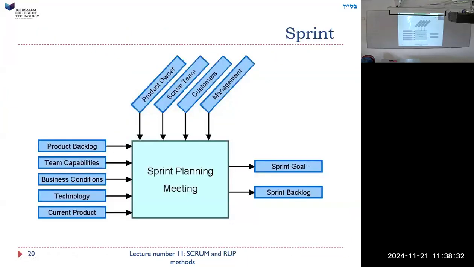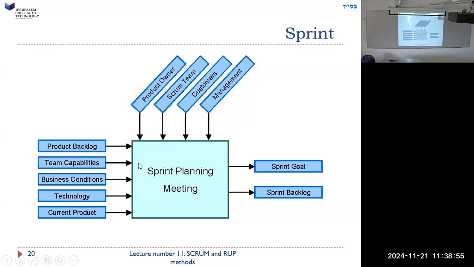So here's the sprint planning meeting. It says here, who's there? The whole Scrum team could be there, the product owner, the customers could be there, and managers. And what goes into it is the product backlog, which we already have, right? We already have the product backlog.